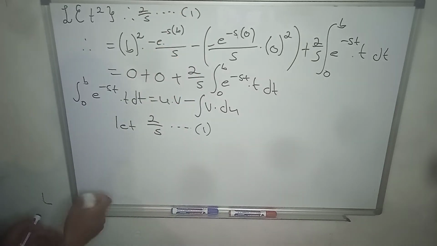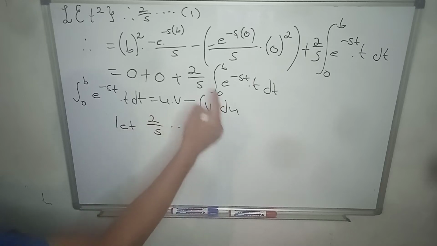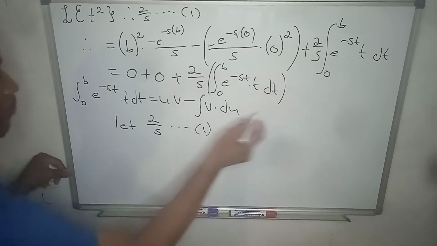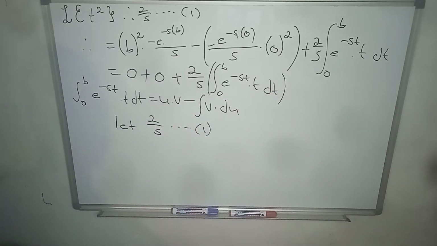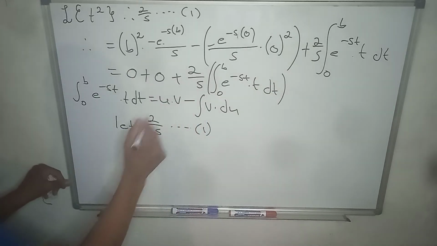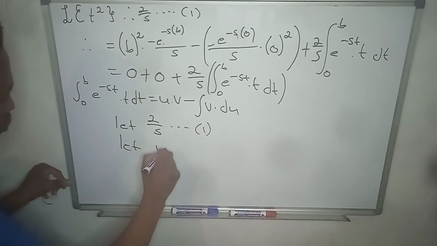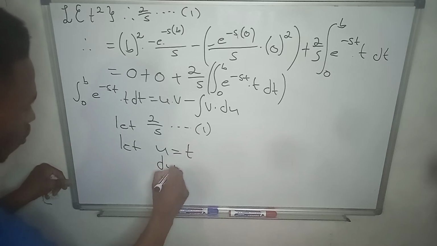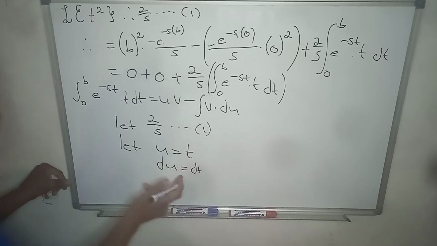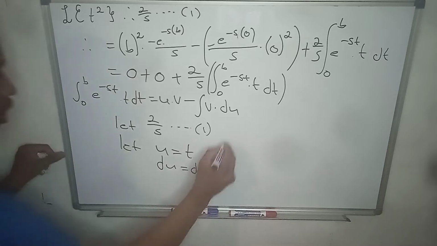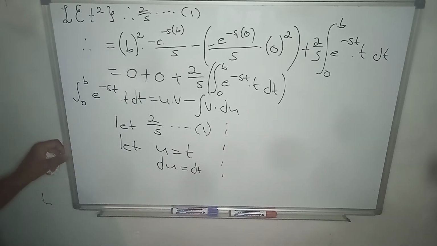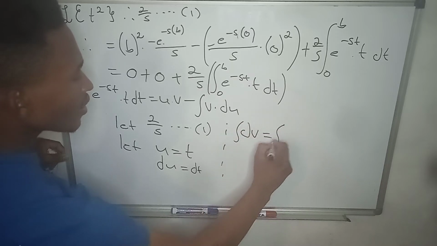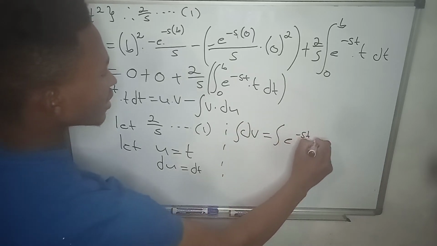So we want to focus on this part and not on the 2 over s. Again, I'm going to let u be equal to t, so my du equals dt in this case. I'm sure you've seen this one in our first session. So our dv will also be e^(-st) dt.